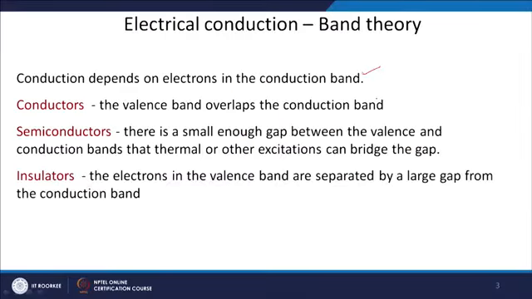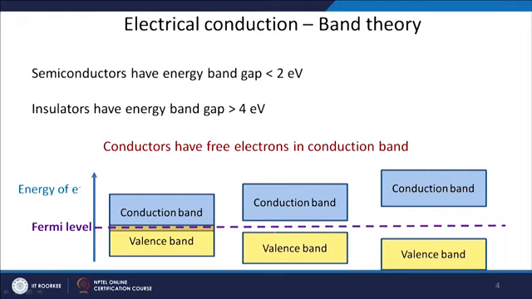In case of insulators, the electrons in the valence band are separated by a large gap from the conduction band. Between the valence band and the conduction band there is a very large gap, and they cannot jump from the valence band to the conduction band. That is why insulators do not conduct any electric charge. So, this is how, if you see it in terms of a graph, these different bands are there. Conduction band and valence band are there, and in this case, this is the case for a conductor.